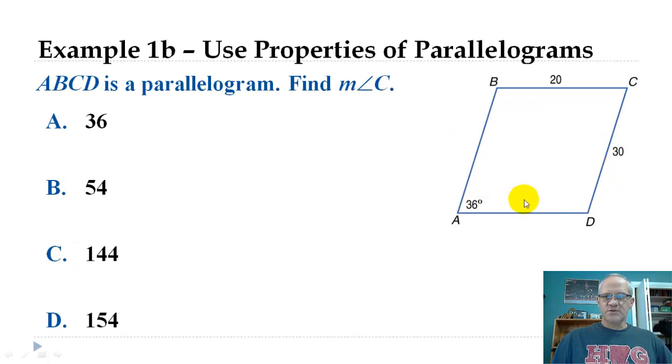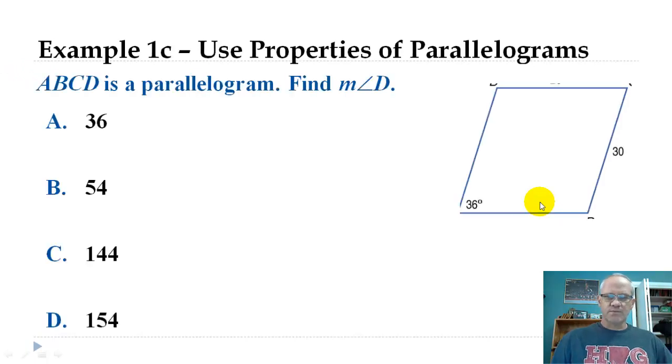All right, how about angle C? Now angle C, we're looking at an angle, not a side. So we're looking at this angle up here. What do we know about the angles? Remember, the angles that are straight across from each other are congruent. So if this one's 36, then this also has to be 36 degrees up here. So it looks like that would be A, and it is.